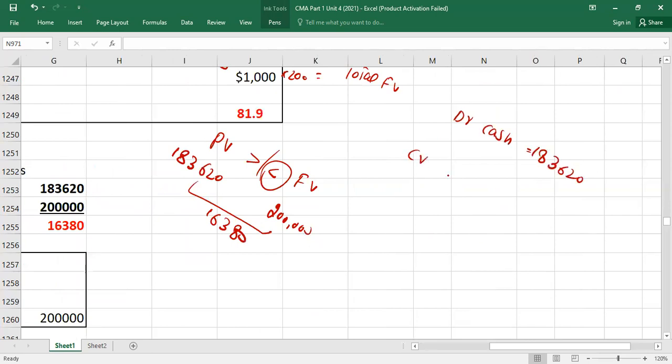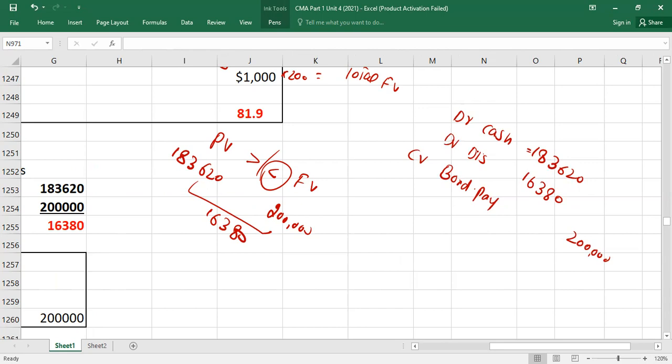183,620. Credit bonds payable always with the face value. Face value is how much? $200,000. And the difference you can see here on the debit side, 16,380, and this difference will be what? Debit to the discount account. Understood? This is what is called your initial measurement.